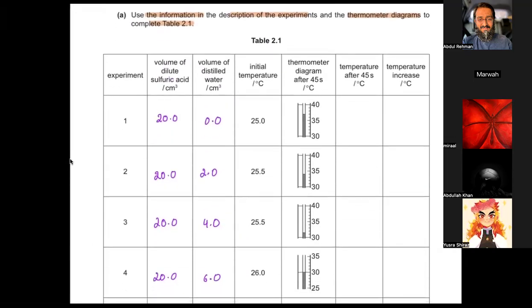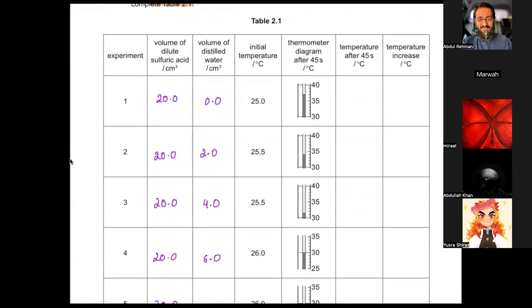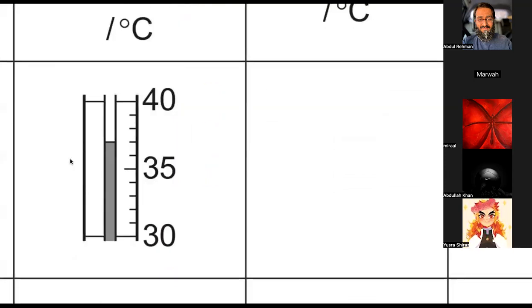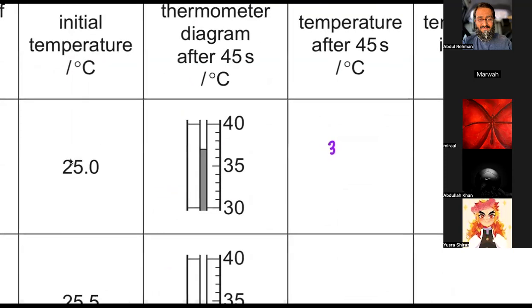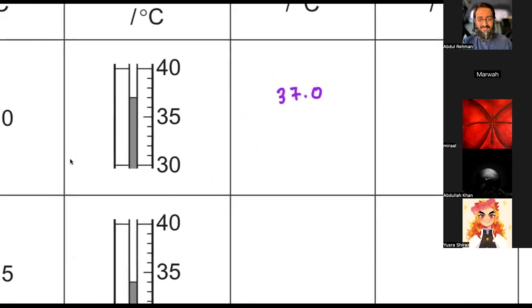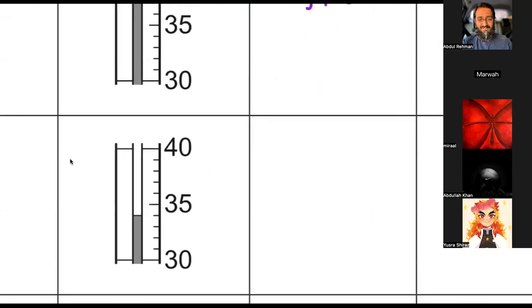Okay. Now, the initial temperature they have mentioned. Temperature after 45 seconds, if you see, what is the temperature reading in the first experiment? It's 37. So do remember, see, it's 25.0, so you must write 37.0, not just 37. Then over here, if you see, it's 34, so you are going to write 34.0.